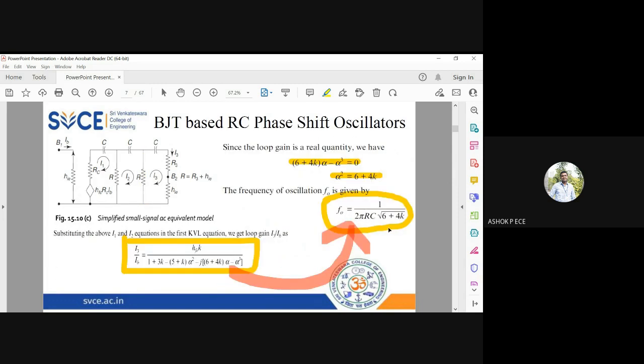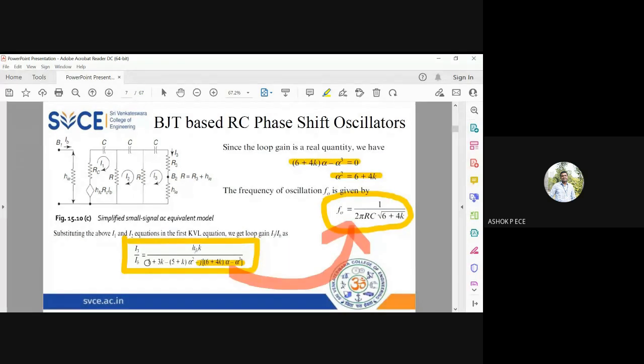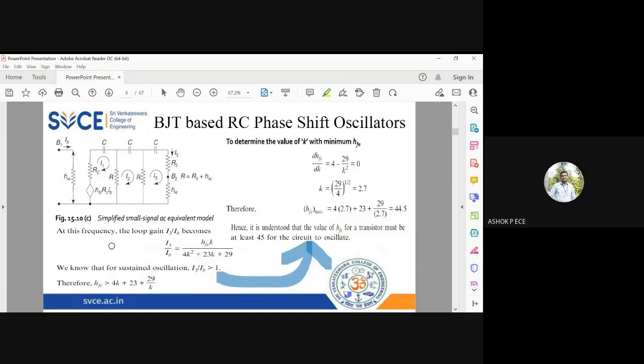So now we have equated the imaginary term to 0. So now the imaginary term will be 0. Now take the real term. So I3 by IB equal to minus HFE K by 1 plus 3K minus 5 plus K into alpha square. Alpha square is 6 plus 4K. Substitute alpha square equal to 6 plus 4K here. If you substitute, you will get this expression. I3 by IB equal to HFE K by 4K square plus 23K plus 29.